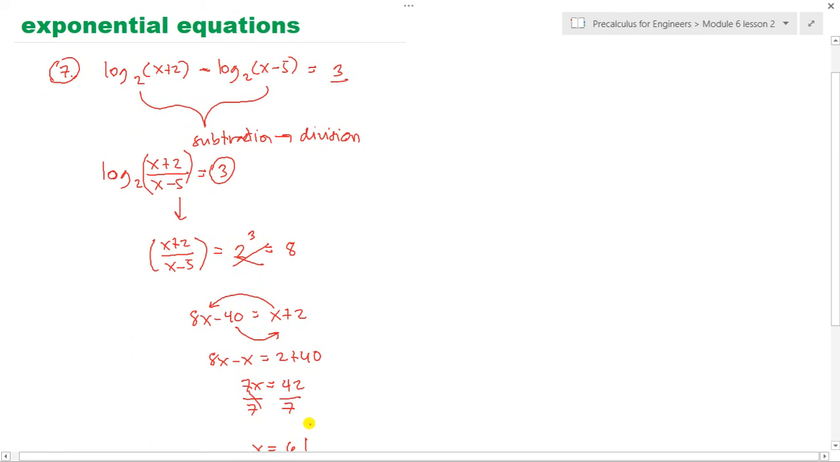Okay, now for example number 8. Let's say you are given ln of the square root of x plus 3 is equal to 1.